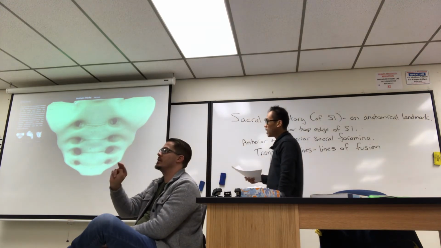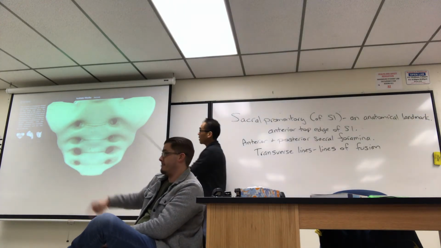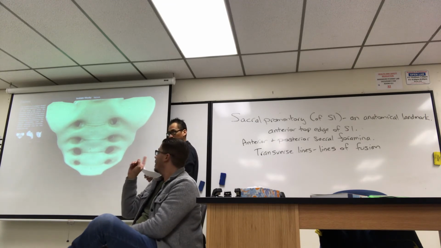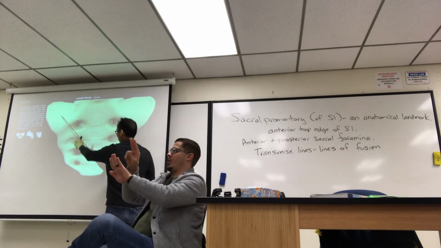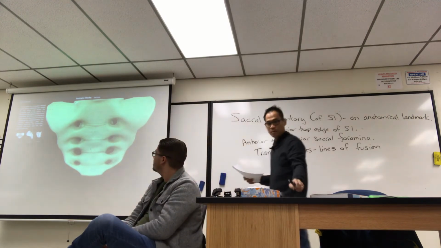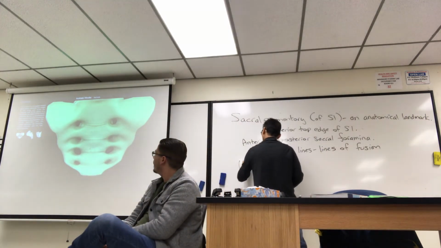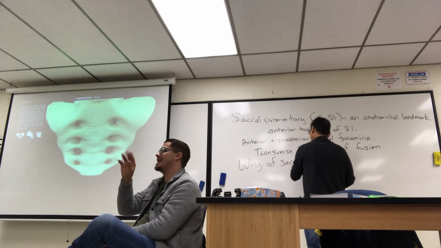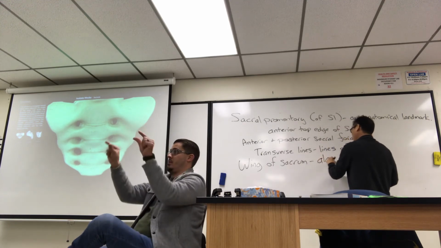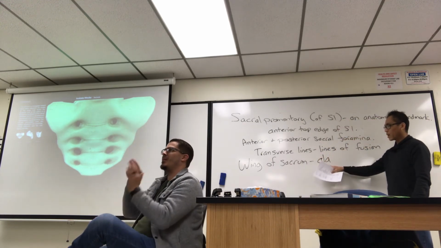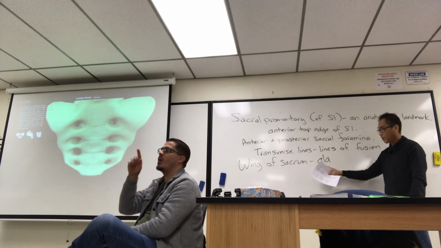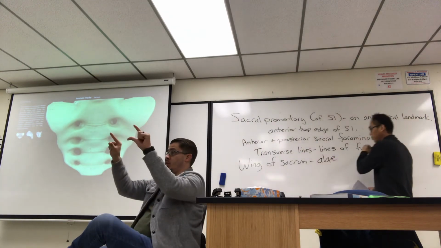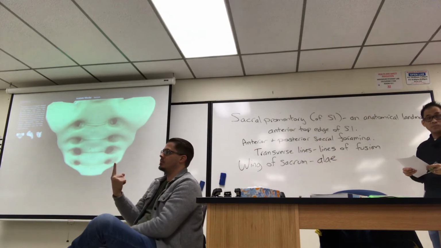And notice that the shape is kind of triangular, and this superior part here is called the wing of the sacrum. Wing of sacrum. If you see it labeled ala, A-L-A, that means wing in anatomy. So you can call it wing of sacrum or ala, but because there's 2 wings, if you put an E, that pluralizes it. Okay, so that's the term.